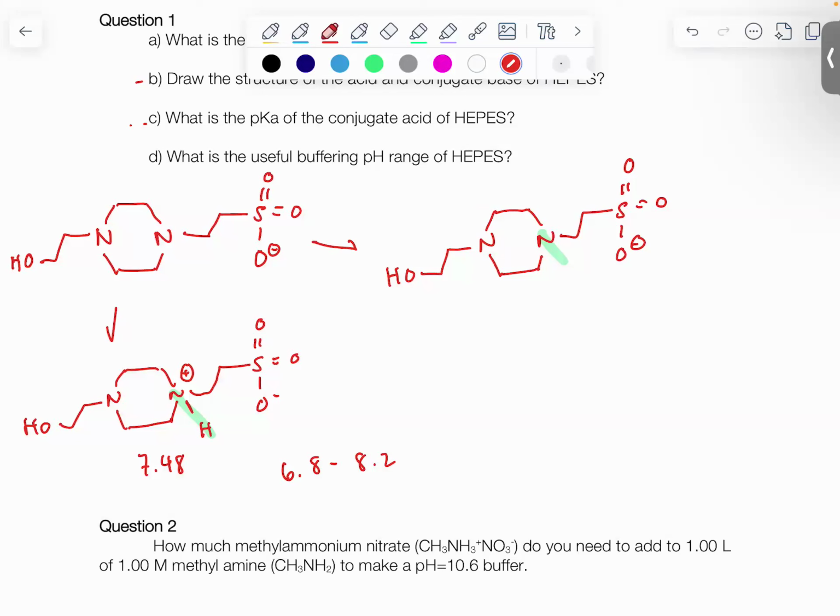Why is it plus one nitrogen? Could it be on the other nitrogen? It chemically could be on the other nitrogen, but this nitrogen is closer to that sulfoxide group, which is why it pulls more that way than to the other nitrogen.